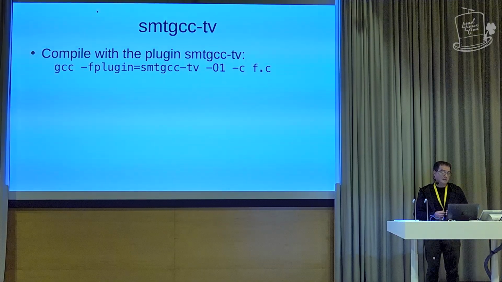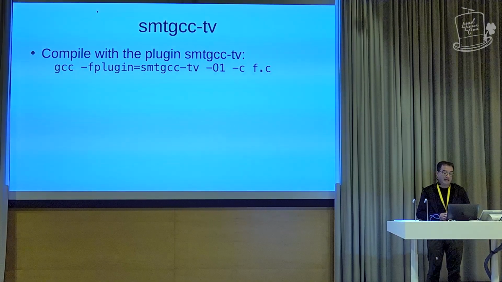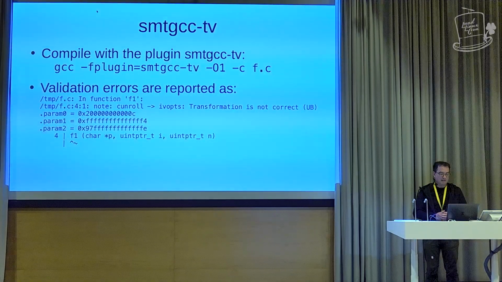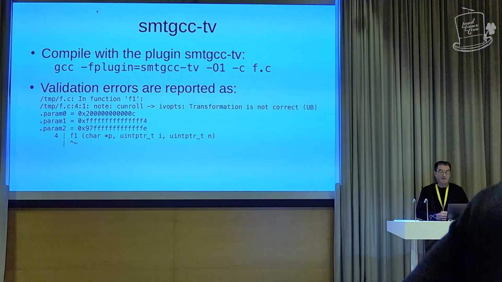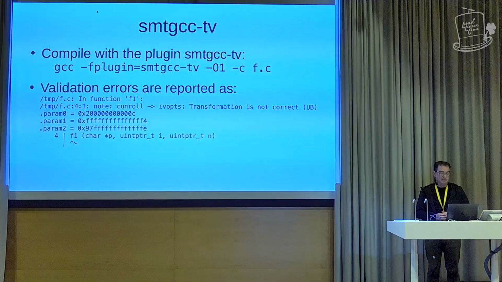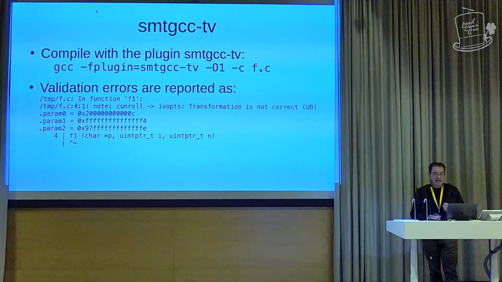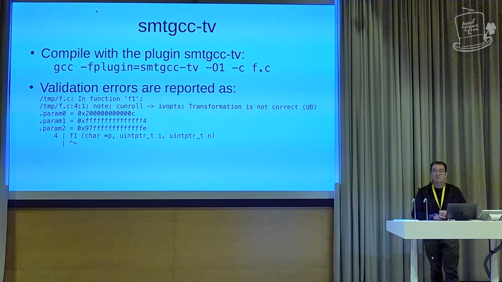You use the tool by just compiling as usual with the plugin enabled. And when it finds a problem, it writes a message something like this. In this case, a function f1 has been miscompiled. It is the IVOPS pass, the induction variable pass, that has made the function have more undefined behavior than the original function had. And you can see that with the arguments that my tool has found here.